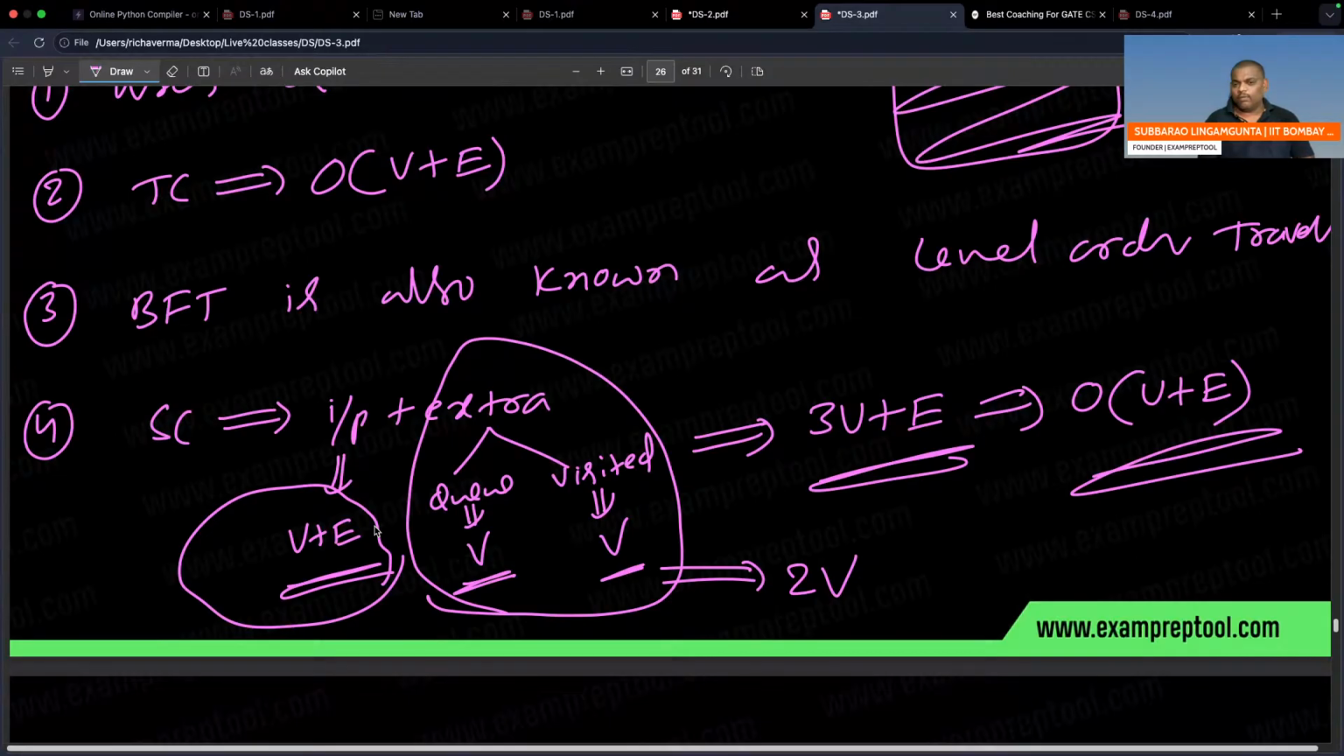What is the space complexity? Total space you are using, input plus extra. Whatever space you are using, input purpose V plus E space, extra is going to be V for the Q, V for the visited array. Totally 3V plus E. Finally, big O of V plus E. Okay? These points are okay?